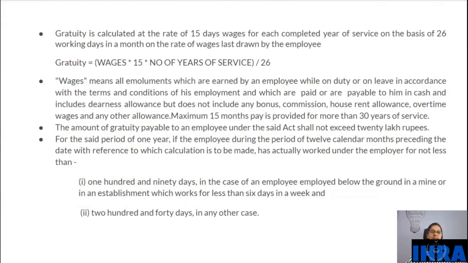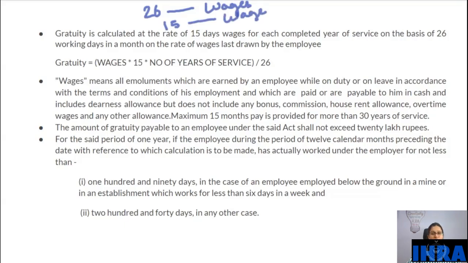Gratuity is calculated at the rate of 15 days wage for each completed year of service on the basis of 26 working days in a month on the rate of wages last drawn by the employee. That means for each completed year of service, an employee will get 15 days wage. And while calculating gratuity, we consider that in a month 26 working days are there. So we will apply the unitary method. For 26 working days, what we are getting? We are getting wages. So for 15 days, how much wage we will get?